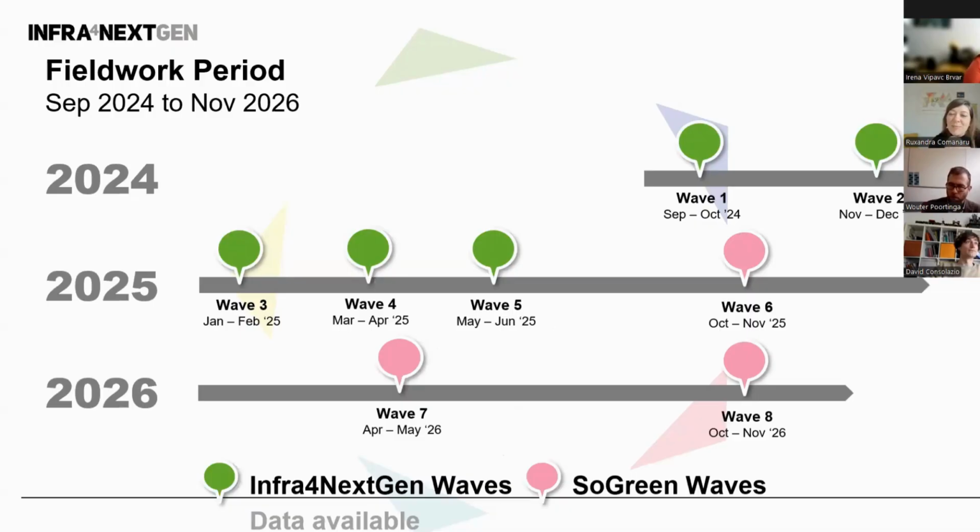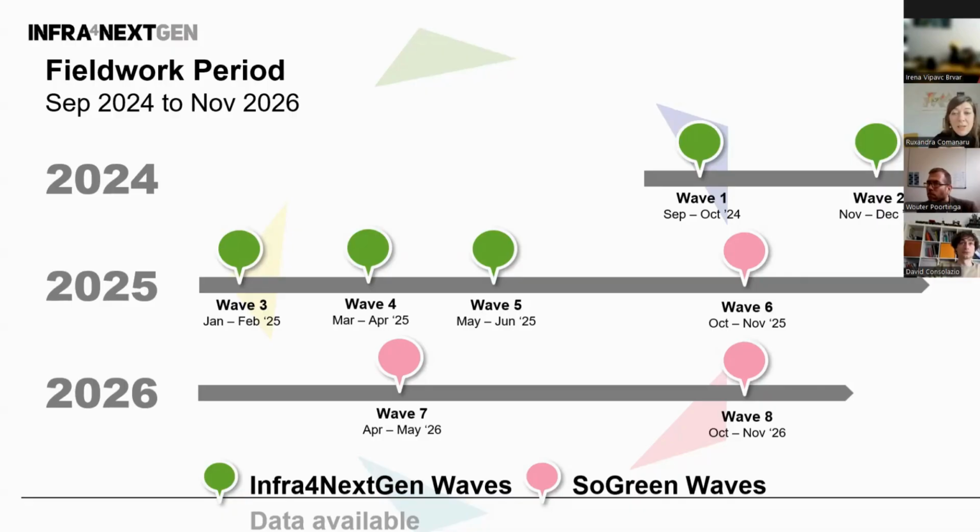So talking about the Kronos panel, here is an overview of the fieldwork periods. So the Infra4NextGen project started, as I mentioned, 2 years ago in March 2024. And between March and September, we were on high-speed alert, trying to compile the questions for the first wave of data collection, which happened between September and October 2024. And then we had another wave in November. So basically, the waves continued every 2 months until wave 5. So those are the Infra4NextGen waves, and all of that data is available.